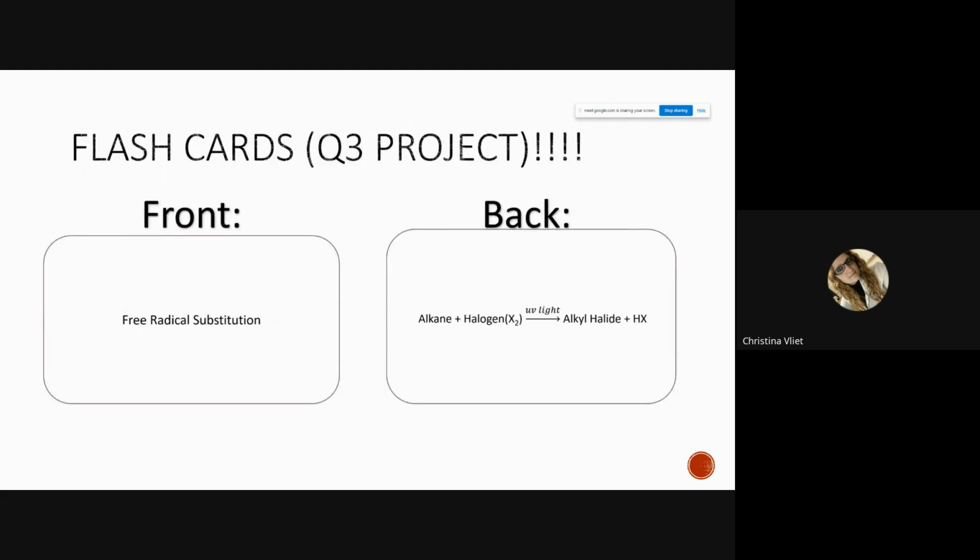Flashcards, Quarter 3 project. The front of your flashcard, I would like you to make 3 flashcards for each type of reaction. 3 of them. The first one would be the type of reaction on the front, the type / name of reaction. You may want to fill this in. That's what I'm looking for each flashcard. And then the back would be, well, what happens here? What is the recipe, right? The full equation for the reaction.